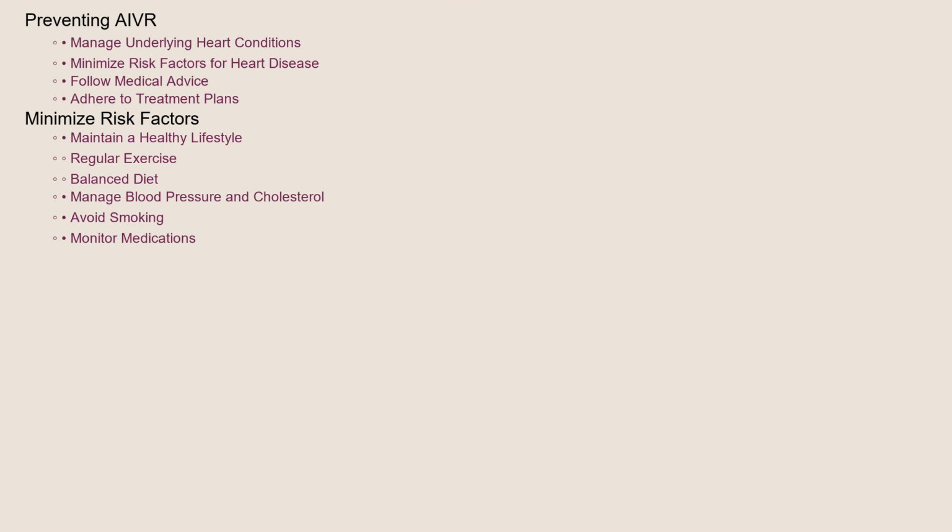Preventing AIVR largely focuses on managing underlying heart conditions and minimizing risk factors for heart disease. This includes maintaining a healthy lifestyle with regular exercise and a balanced diet, managing blood pressure and cholesterol levels, avoiding smoking, and carefully monitoring medications that can affect heart rhythm. Following medical advice and adhering to prescribed treatment plans for existing heart conditions are also essential.